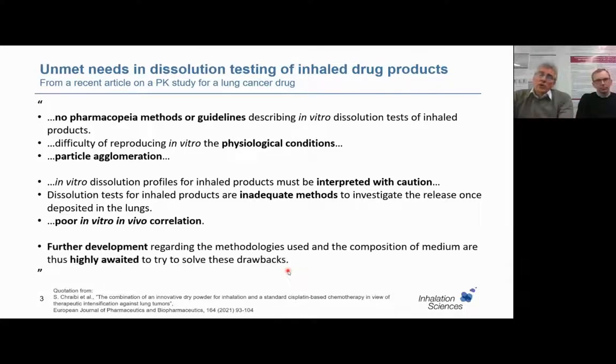So they were calling in the end for further development and highly awaited developments in this area to solve these drawbacks. What we want to do today is present our system, our solution to all these issues, basically. It's a relatively new system. It's not very well known, but we want to share this with you, and we'll also present already published data. So it's a new system, but we have solid data that we will partly present today. And if there is interest, of course, we can organize more webinars in the future and follow up in deeper details.